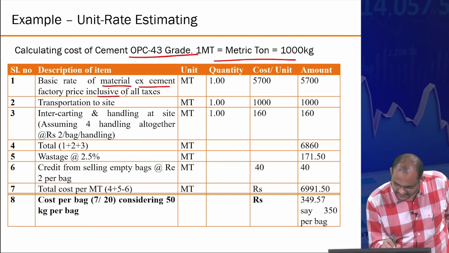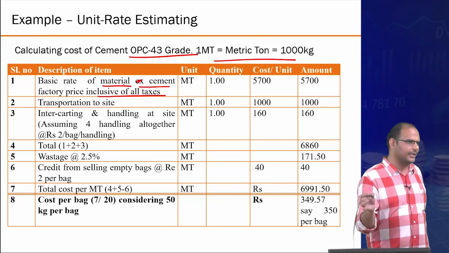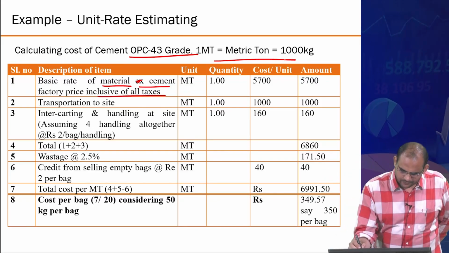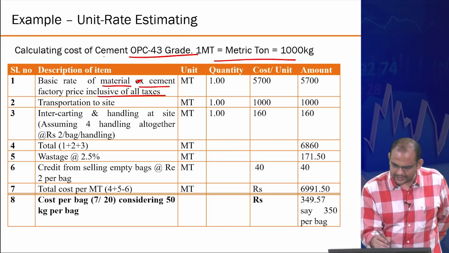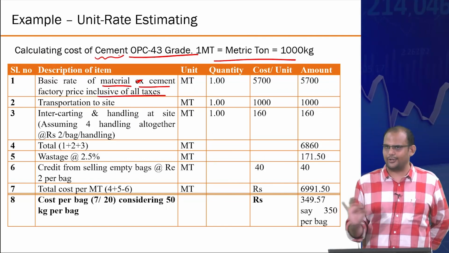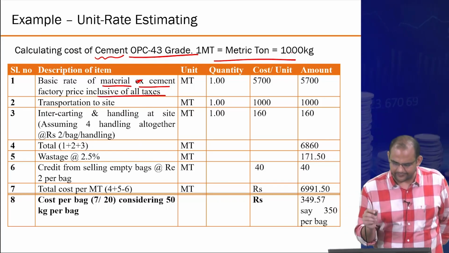Excluding cement factory price inclusive of all taxes, not excluding. It's basically cement factory price plus all taxes. This is the basic unit. For what is this? This is only for cement. This is not even for concrete, just for cement. Okay, you are not dealing with concrete. 1000 kg is the total you need to estimate it for.